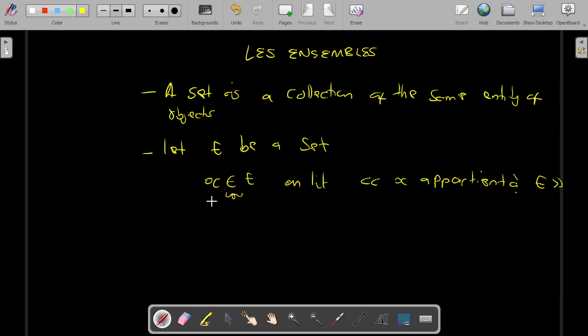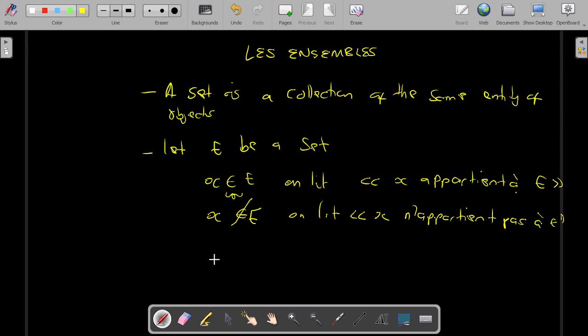Now, whenever x is not an element of the set E, then we're going to use this symbol. Basically, we have a diagonal bar over this symbol, which means x is not an element of E. This is what we write when x is not an element of the set E. It is read as x n'appartient pas à E. So this is how we read this. You're going to hear a lot of this when you come for your lessons.